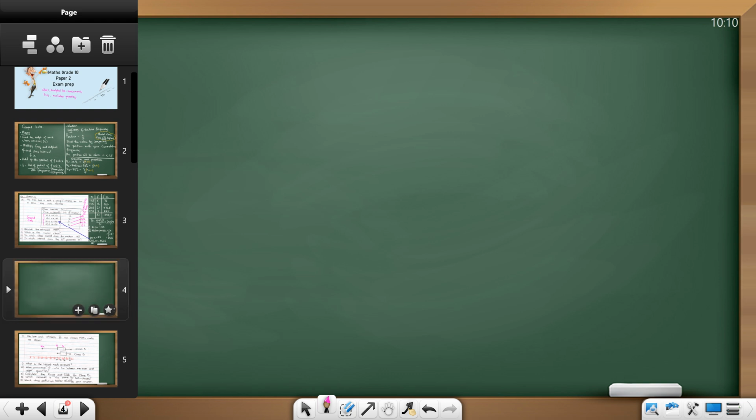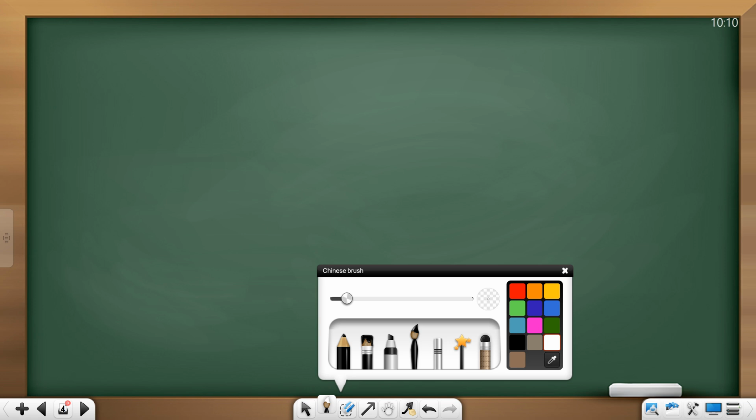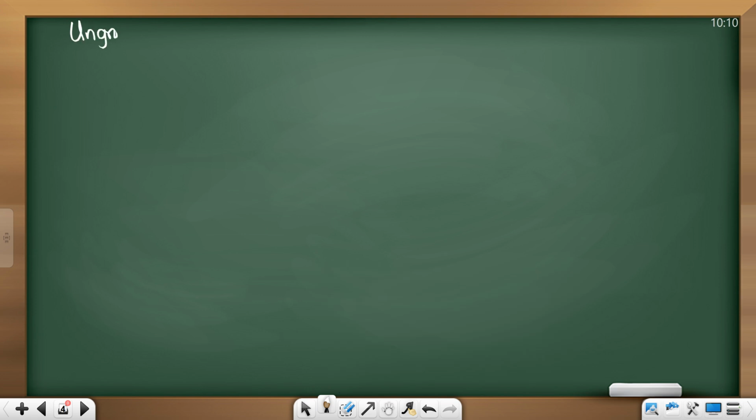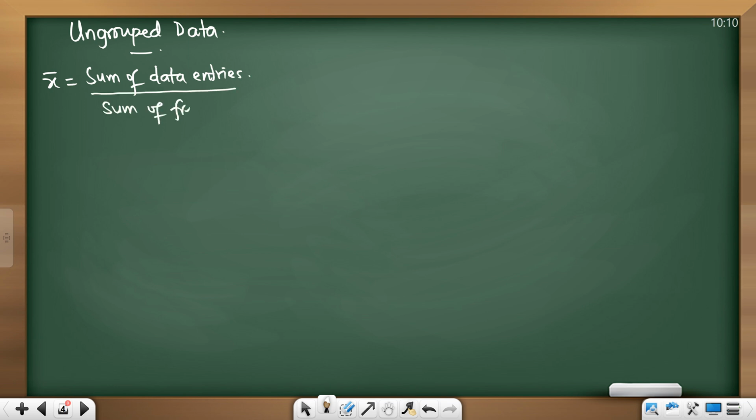All right, ungrouped data quickly. You have this note already. There's no need to write it. What does it mean? Sum of what? Sum of the data entry over what? Over the sum of frequency or total, right? Good. Median.